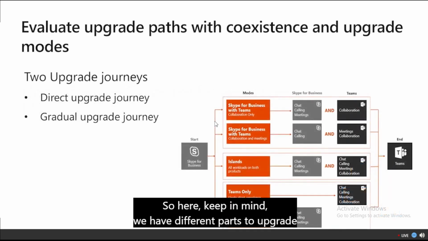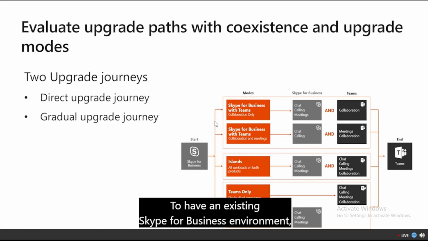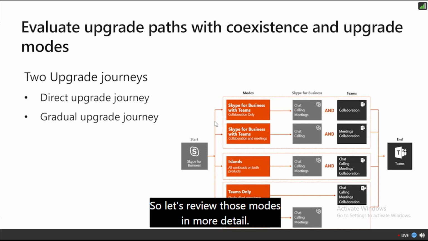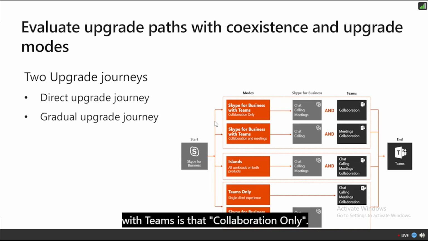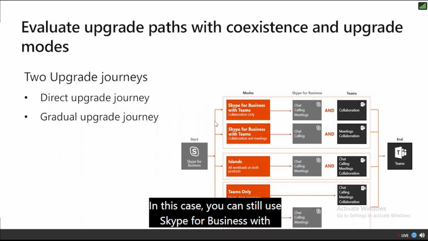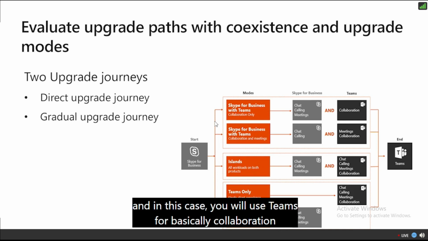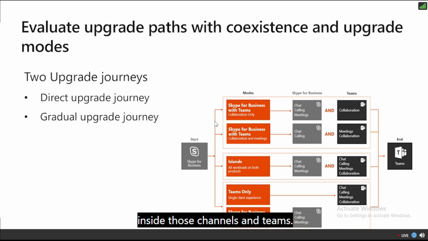Here, keep in mind we have different paths to upgrade and go to Microsoft Teams. With an existing Skype for Business environment, there are multiple ways that we can manage that coexistence. So let's review those modes in more detail. The first one, on top, is Skype for Business with Teams, which is collaboration only. In this case, you still use Skype for Business for capabilities like chat, calling, and meetings. And you use Teams for collaboration inside those channels and teams.